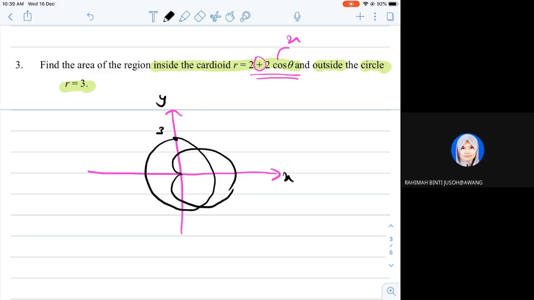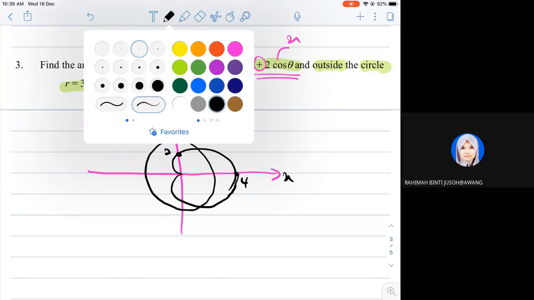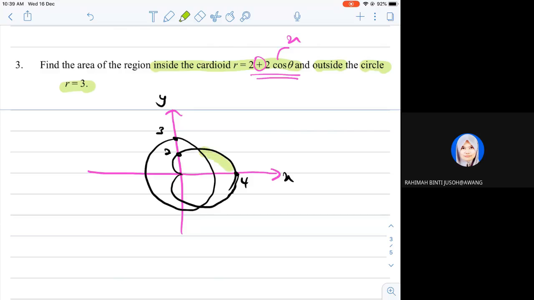Okay. Something like that roughly. So here we will have 4. Right here we will have 2. Okay, it said inside the cardioid but outside the circle. So inside the cardioid, outside the circle, the region would be here. This is the region.